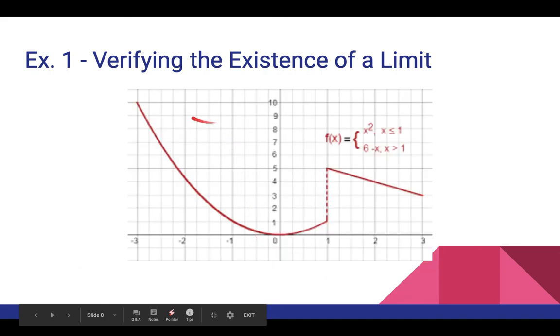And we can confirm this by looking at the graph of f of x. We can see right here that this is what f of x looks like. It's a parabola to the left of x equals 1. And then we can see 6 minus x approaches a different y value as we approach from the right side.